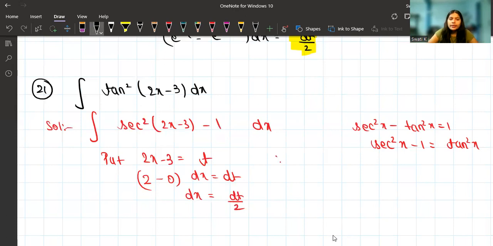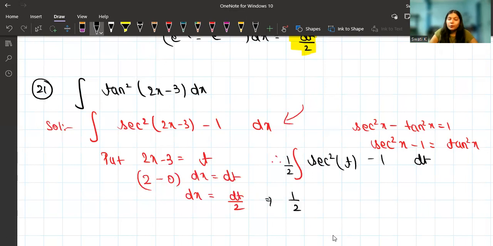So therefore, I can write down the question as now this is your question, because we have rewritten this. So integration sec square 2x minus 3 I have taken as t, so sec square t, and then minus 1 as it is, and dx is dt upon 2. So dt, and then upon 2 I'm writing outside. Now here it's very simple.